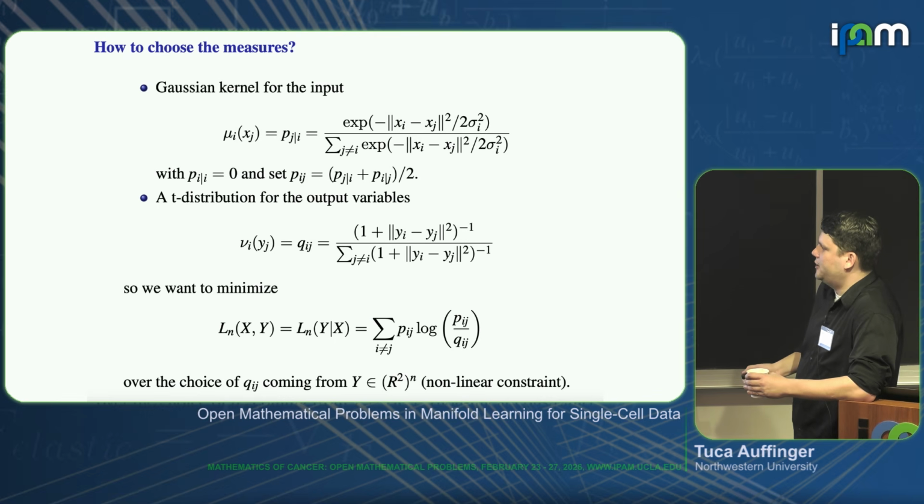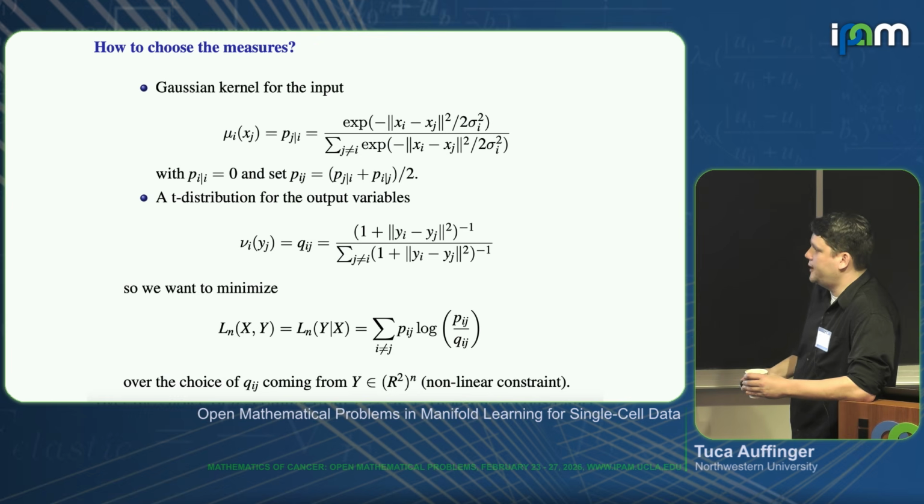Qij will be something, Pij's are given. We'll try to optimize over Qij. Remember X is given, this is constructed. I still have to explain how to do this standard deviation. So the P's are given, I need to optimize in Q.